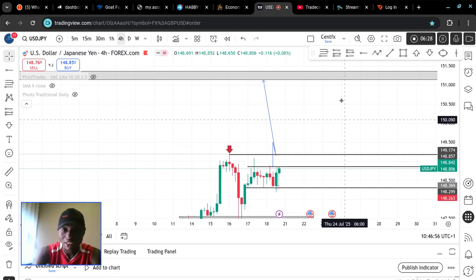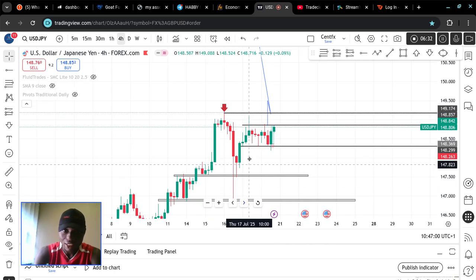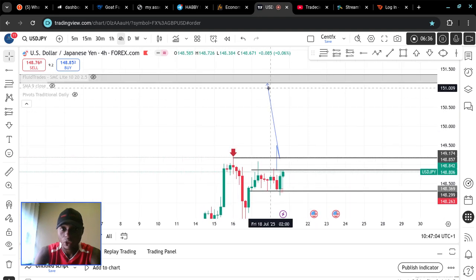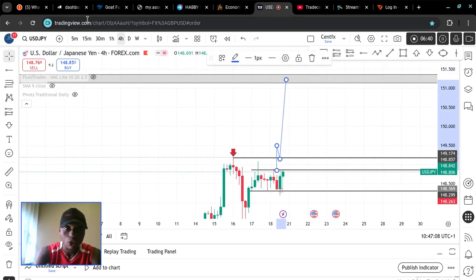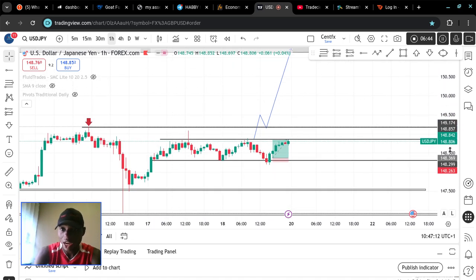On the 4 hour time frame, this is the high that we have here. So definitely, as this market is in an uptrend, the market needs to clear this high in order to give us a higher high, up to this point. So now let's go to the 1 hour time frame. So this is the 1 hour time frame that we are currently on.